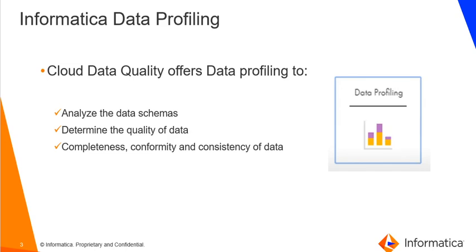CDQ offers profiling, which will help us analyze the data schemas and determine the quality of the data. When you run a profile on a source object, the results will include the number of distinct and non-distinct values, null values, the percentage of the distinct, non-distinct, and null values, the inferred and the documented data types present in the source, the number of patterns, percentage of the top pattern, the maximum and minimum length of the values, average, sum, standard deviation, and numeric data type, value frequencies, as well as outliers.